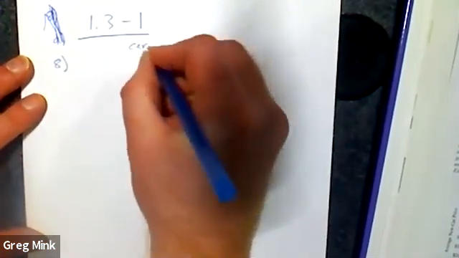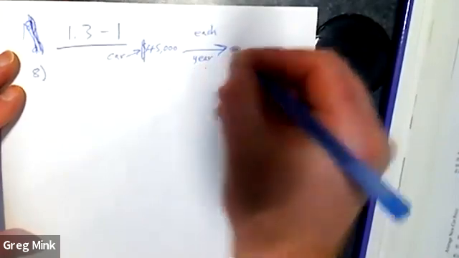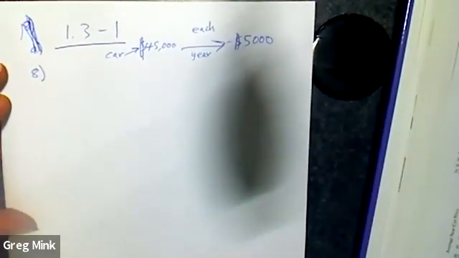I'll let you read number 8. I guess I'll read it. It talks about a new car that's worth $45,000 is depreciating in value by $5,000 per year. So essentially for number 8, the situation is you have a car, it's worth $45,000, and each year it depreciates or it loses $5,000 in value, okay?